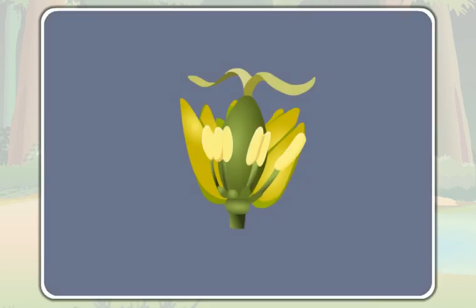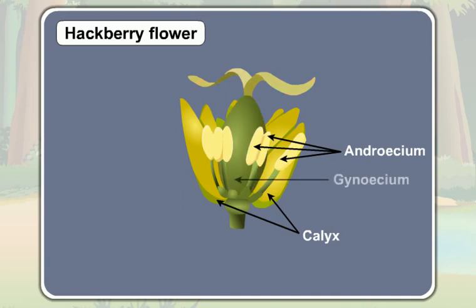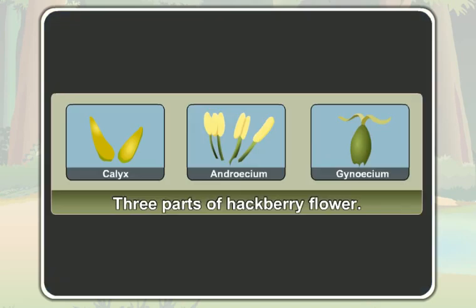Now, have a look at this hackberry flower. It has the calyx, androecium, and the gynoecium, but it lacks the corolla. So, out of four major parts of flower, hackberry flower has only three of them.